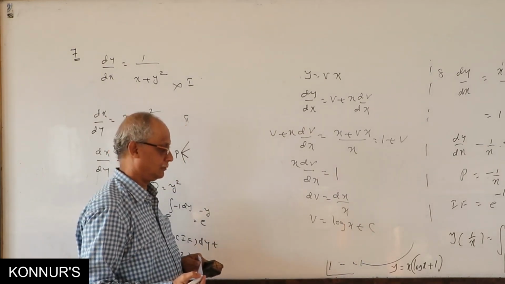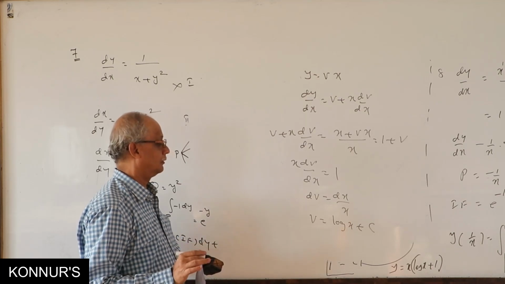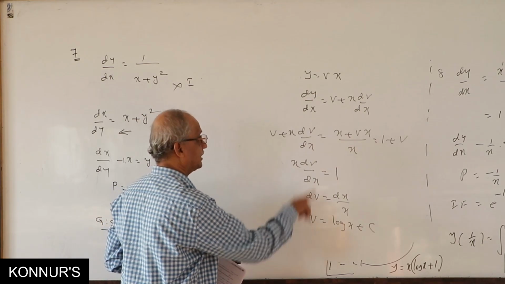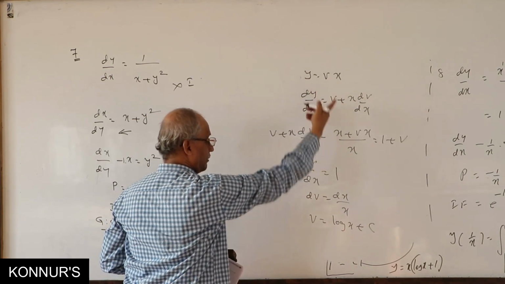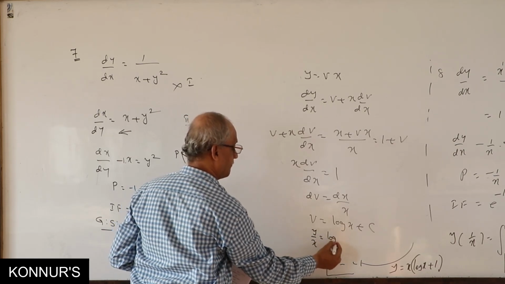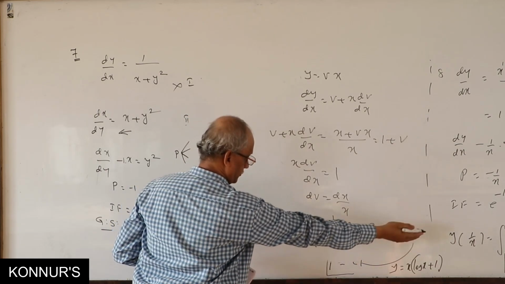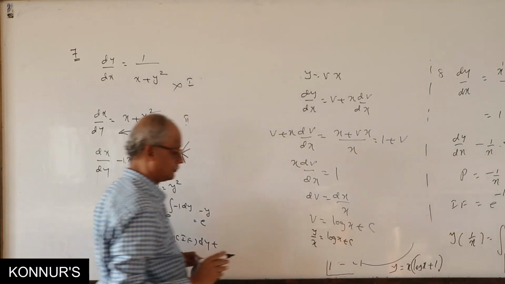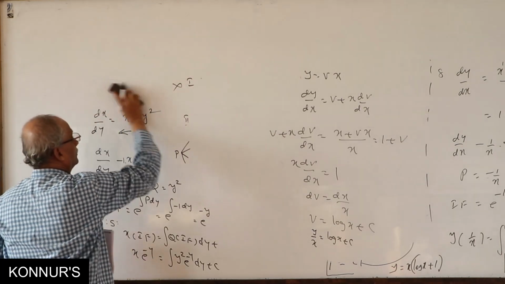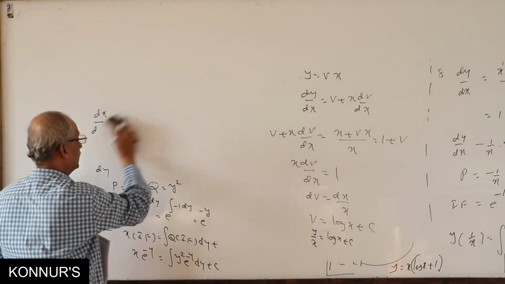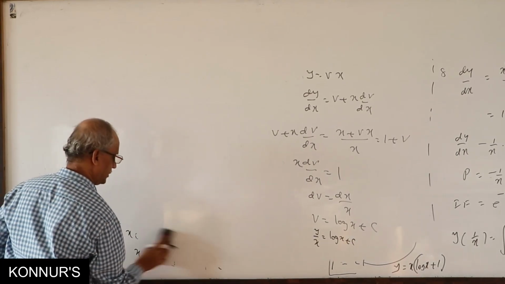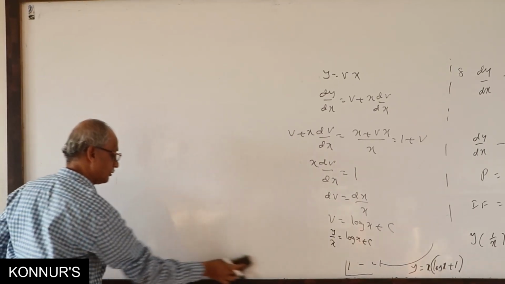Over. Completed. But the answer is not complete. Why? We have to remove v. What is our v value? Y by x. Y by x is equal to... Some problems can be done in more than 2 methods also. The choice must be yours: you can select which method is best and where you can finish the solution is important.